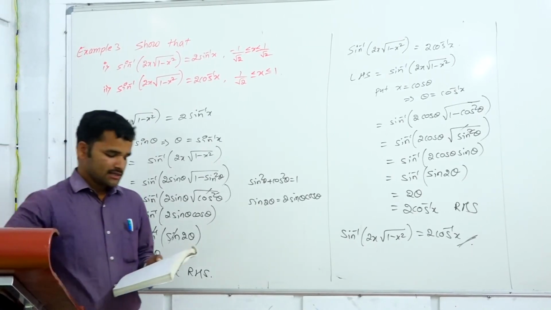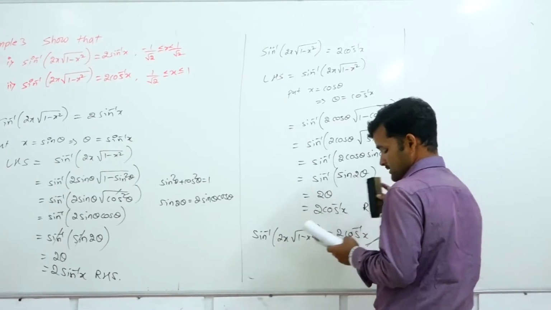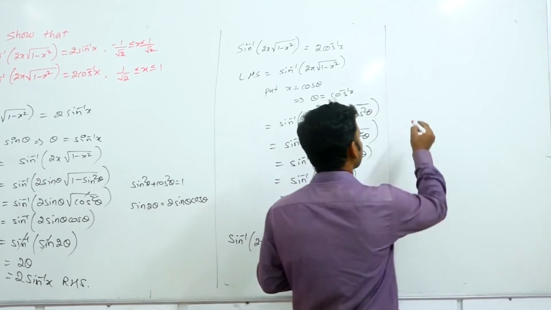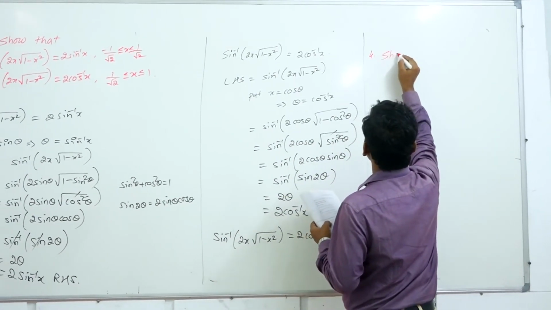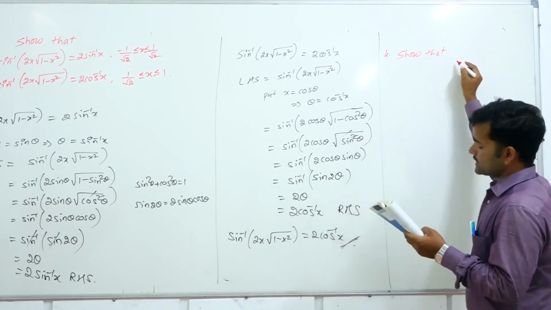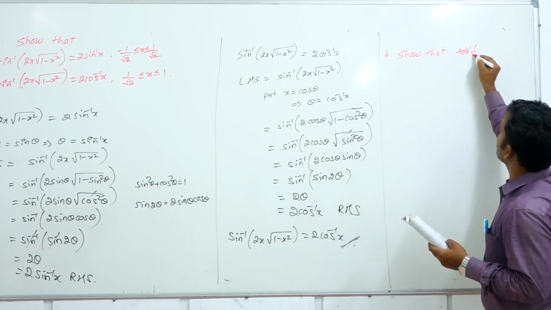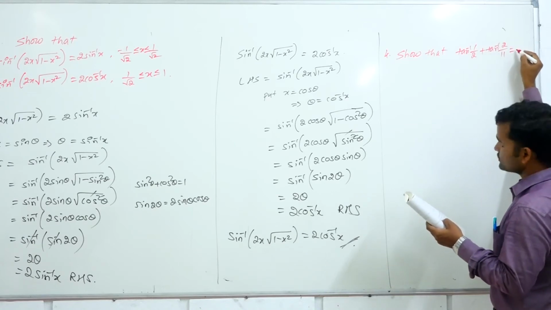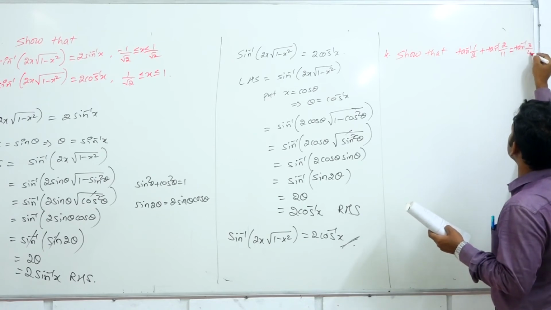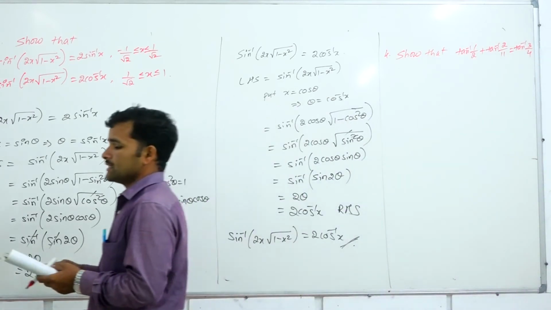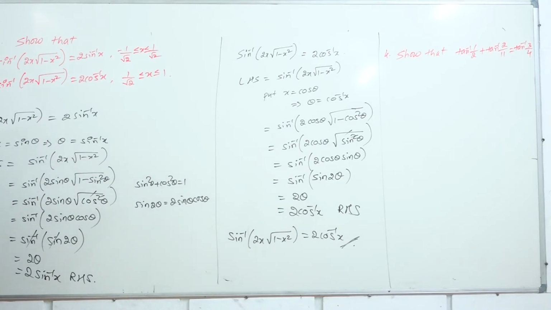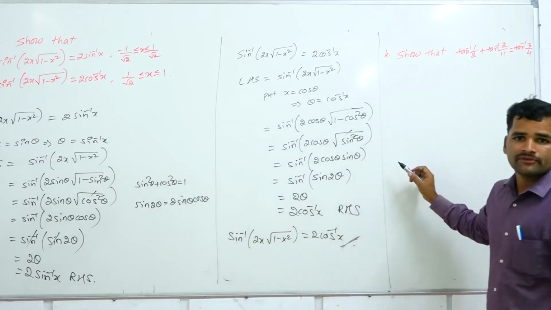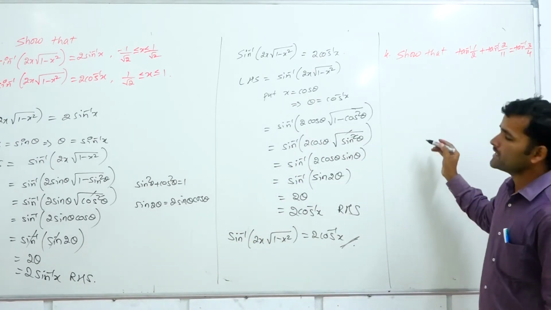Coming to the next example, show that tan inverse of 1 by 2 plus tan inverse of 2 by 11 is equal to tan inverse of 3 by 4. The property we have already proved. Just by looking at the problem, we can think of which property is suitable here.